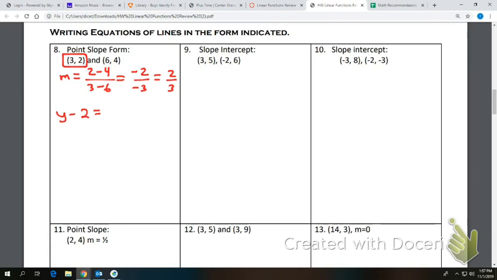Y minus Y1 equals M, 2 over 3, 2/3. And then parentheses, times the quantity.